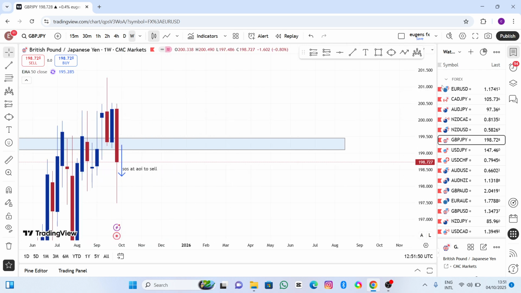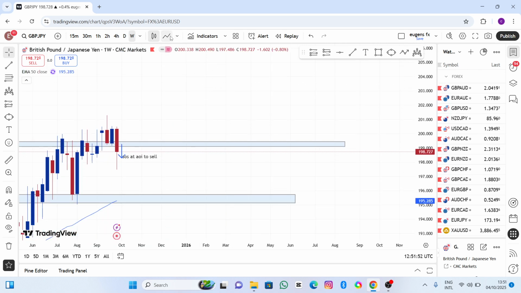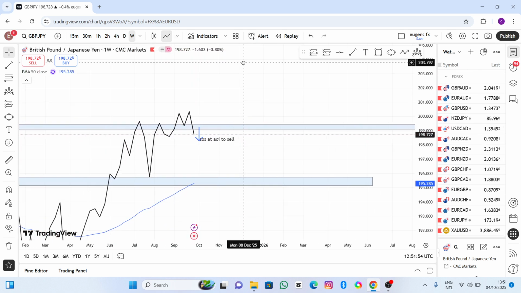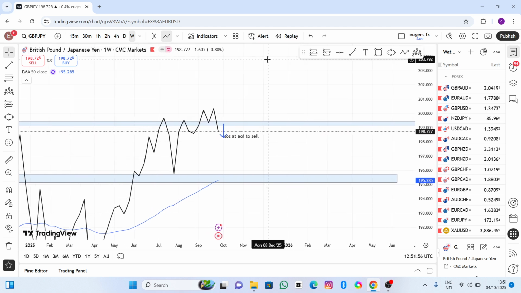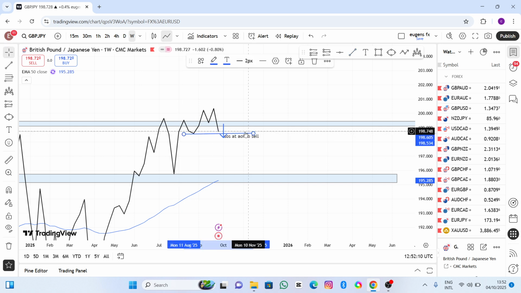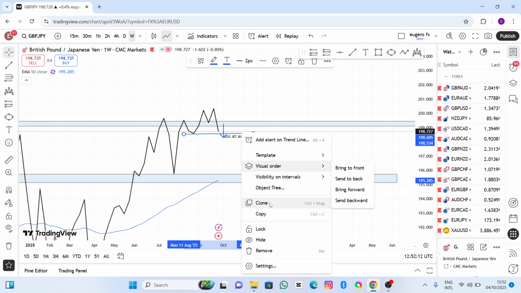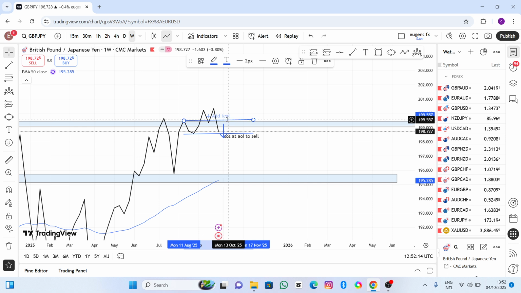GBP JPY. So on the line charts, market is bearish. Let me show you why I said market is bearish. Let's take this for instance. So you can see that market was bullish right here. Alright, market was bullish here.